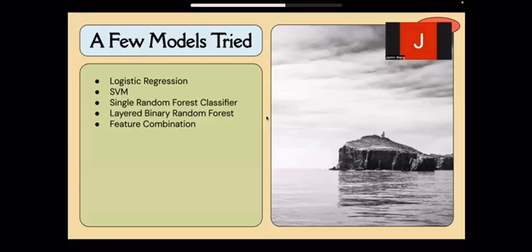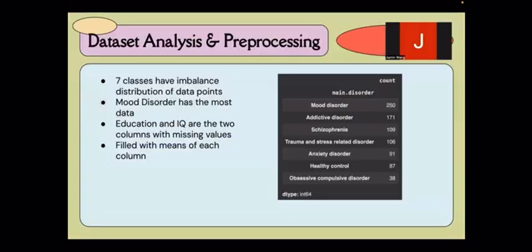So for the classification problem, we did a few model attempts. The first one is logistic regression, and we did SVM. We did a single random forest classifier, and we did multiple random forest classifiers in a layered binary form. And finally, we also did the feature combination.